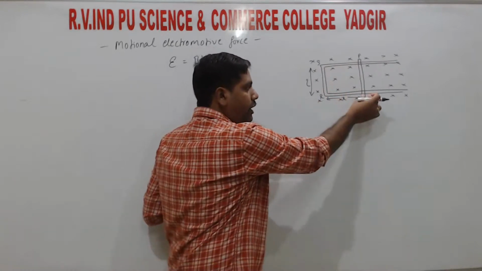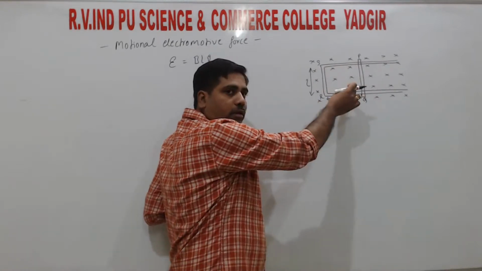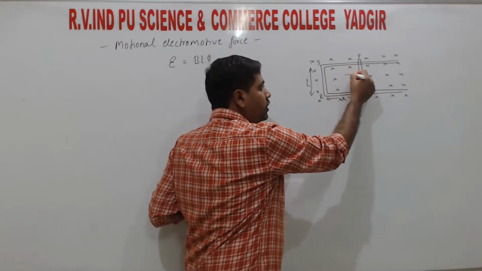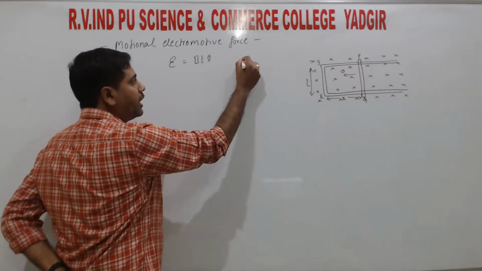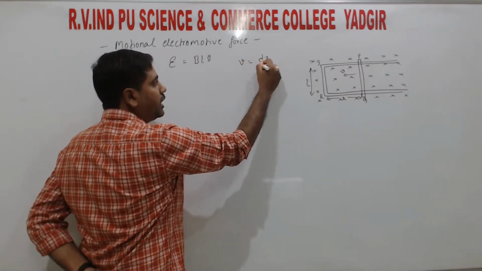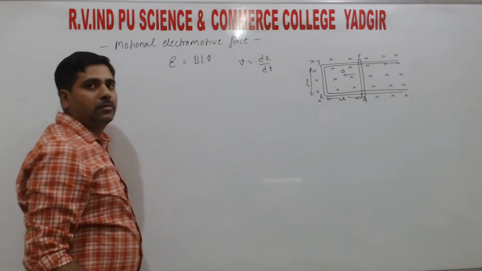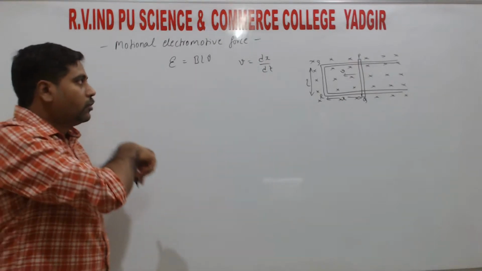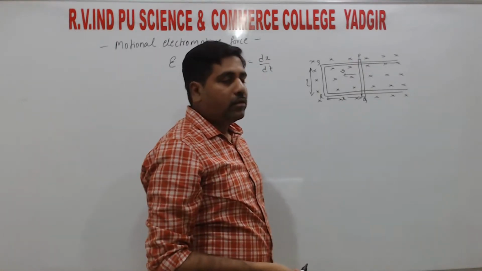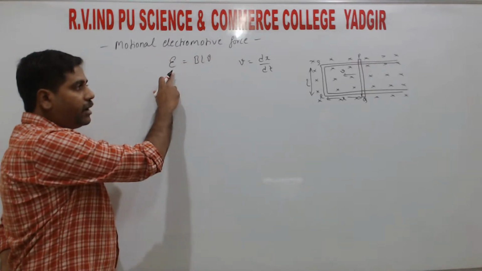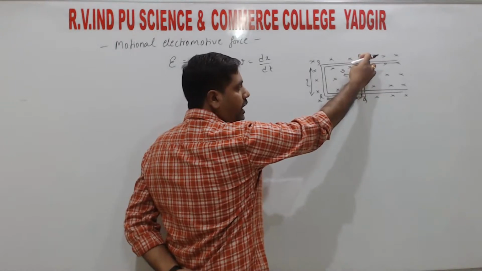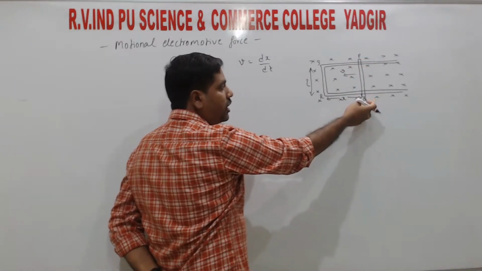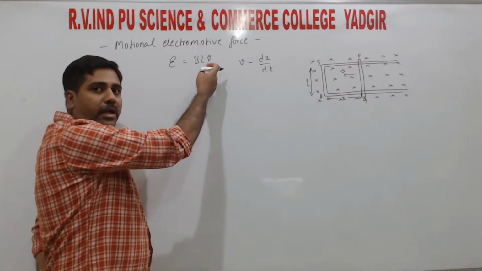So only this conductor moves to and fro, right? It is moving with velocity v, right? That velocity will be taken as v equals dx by dt, right? Another way to derive the relation for the induced EMF E across the ends of the conductor, that is P and Q. The EMF induced at the ends has the value BLV.